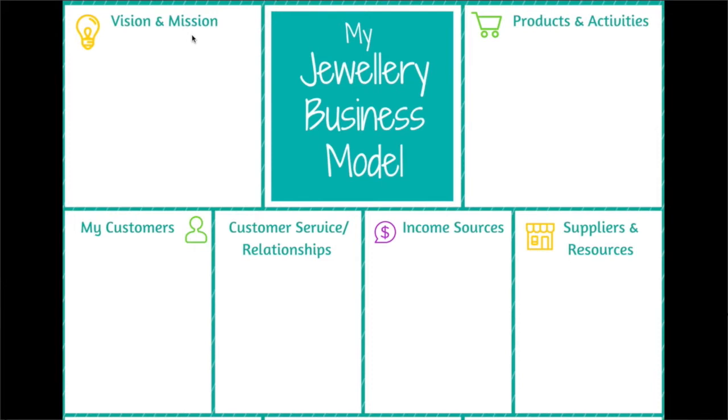So that's the first part. That's the big kind of light bulb idea. What is it that you want to achieve in this business? Then if we go across the page, next up you can see products and activities. So what is it that you're going to sell and what activities are you going to do in your business?